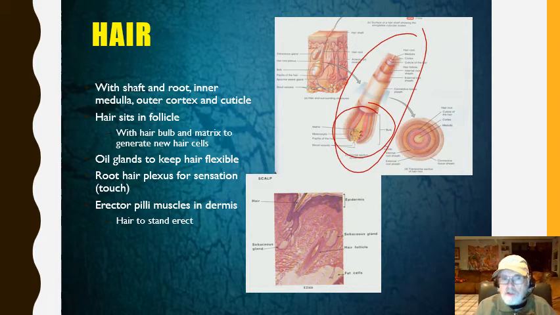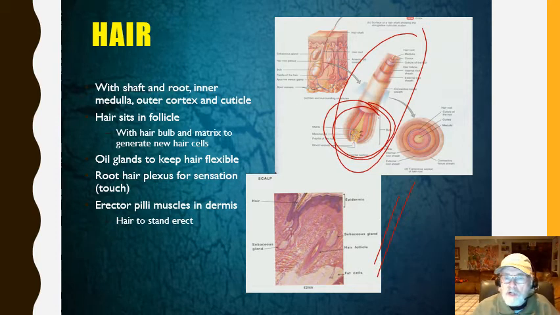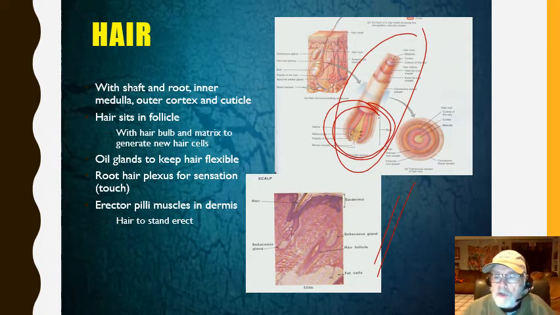And this hair sits in what's called a follicle. A follicle would be the channel or the tube in which that hair would sit. And then at the deep portion, where the root of the hair is, that's the hair bulb. The hair bulb is this area down there, and the hair bulb actually has metabolically active cells that are able to generate new hair cells.